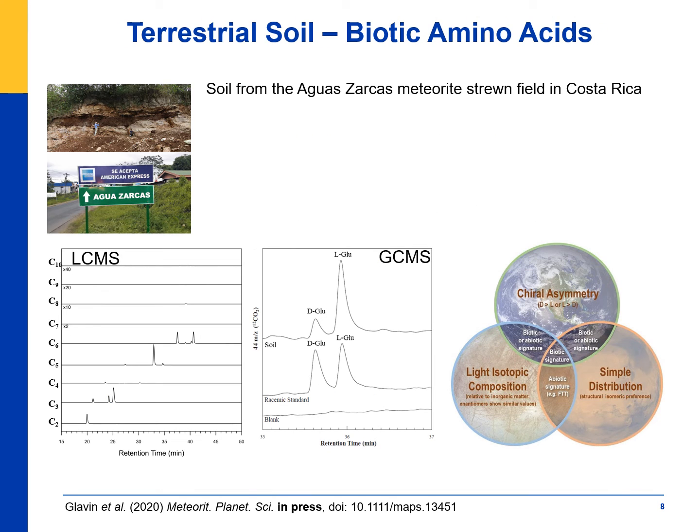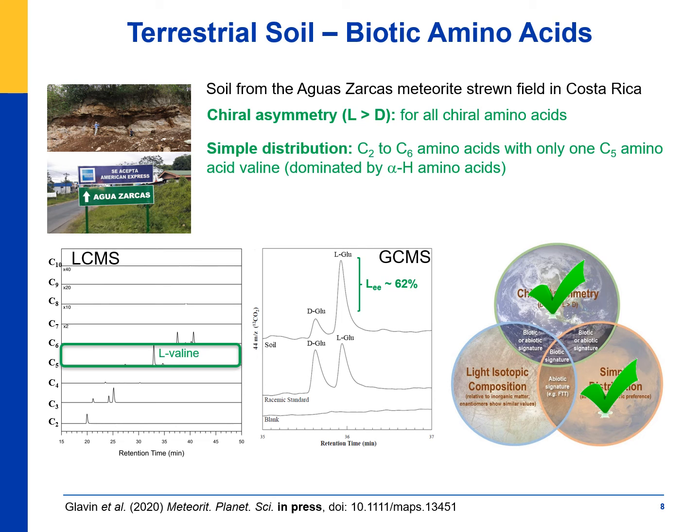Let's take the other example of a clear biotic example. So this is terrestrial soil collected from Costa Rica near the Aguas Zarcas meteorite fall. Again, analyzed it using the same techniques, LCMS and GCMS, to look for amino acids in the sample. Here, again, we satisfy the chiral asymmetry requirement. In this case, we see L excesses for all chiral amino acids. So it's not just glutamic. We see the L excesses for all protein amino acids. And this is different from meteorites, where we only see these excesses for a few amino acids.